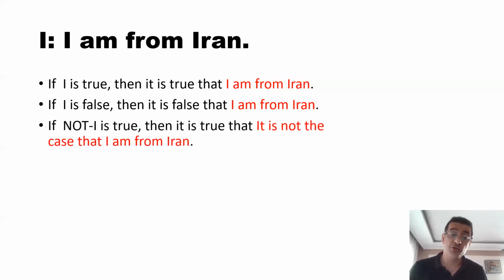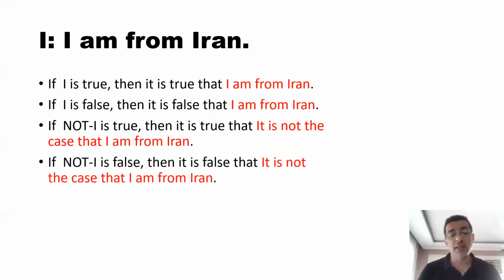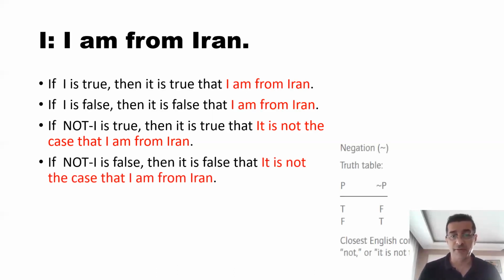If not I is true, it means we have a negative proposition. If not I is true, then it is true that it's not the case that I'm from Iran. And what is the opposite? If the not I is false, then it is false that it's not the case that I'm from Iran. So you see there's a double negative in a sense. Now, if you have this table, then the truth value would help you understand things better.